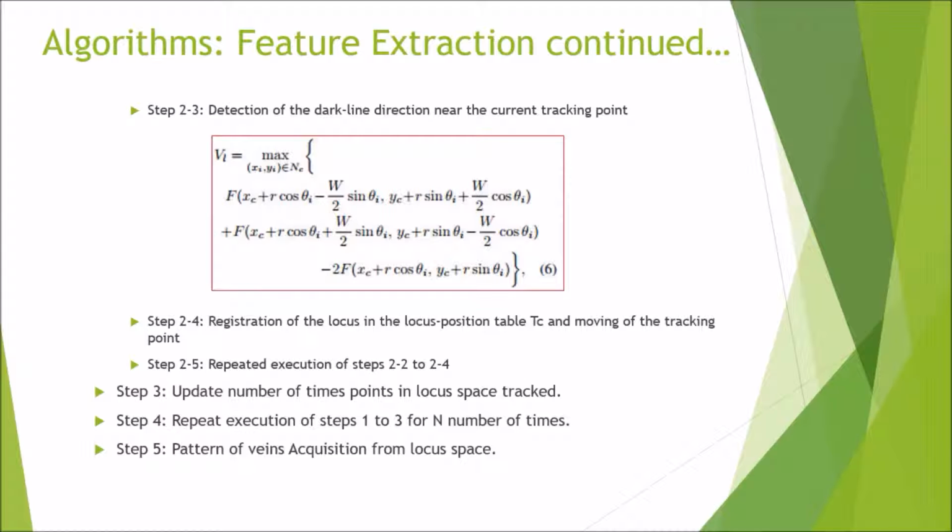Acquisition of pattern veins from locus space. The total number of times pixel (x,y) has been the current tracking point in the repetitive line tracking operation is stored in the locus space Tr(x,y). Therefore, the finger vein is obtained as chains of high values of Tr(x,y).